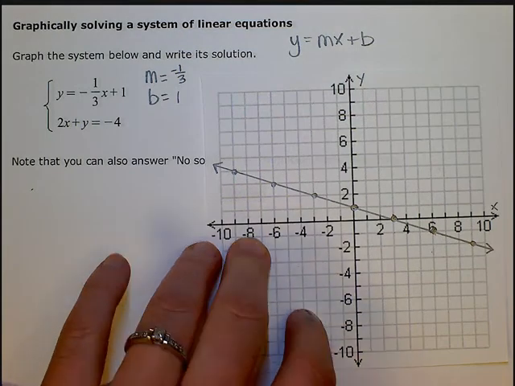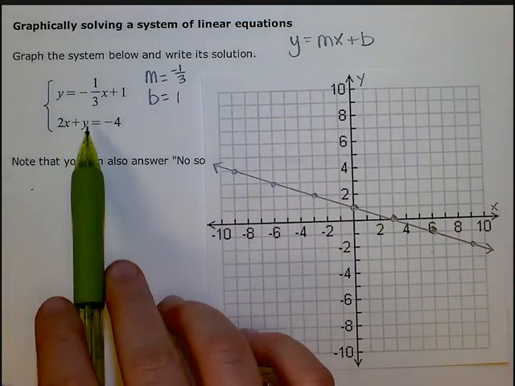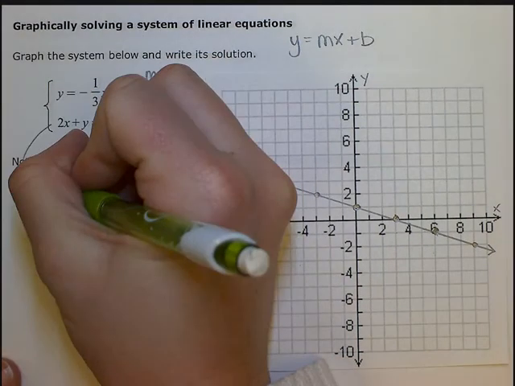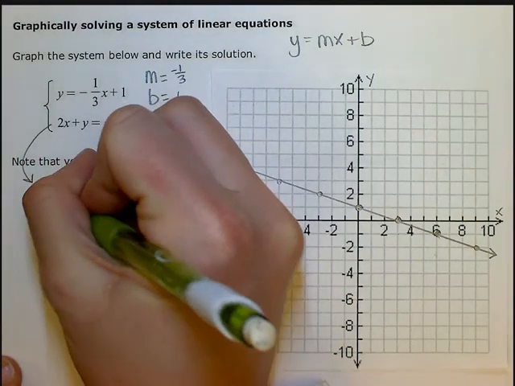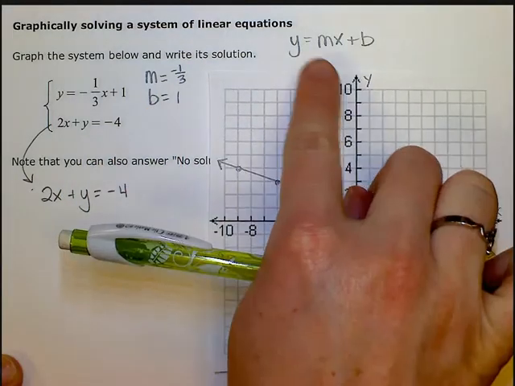Now I want to graph this next one. However, it's in standard form. I can tell because the x and the y are on the same side of my equal sign. So I'm going to go ahead and rearrange this equation so that it's a y equals mx plus b equation, so I can graph it just like I graphed this one up here.